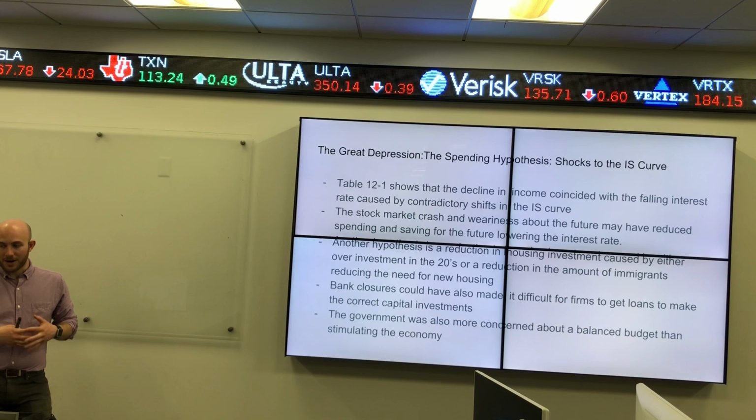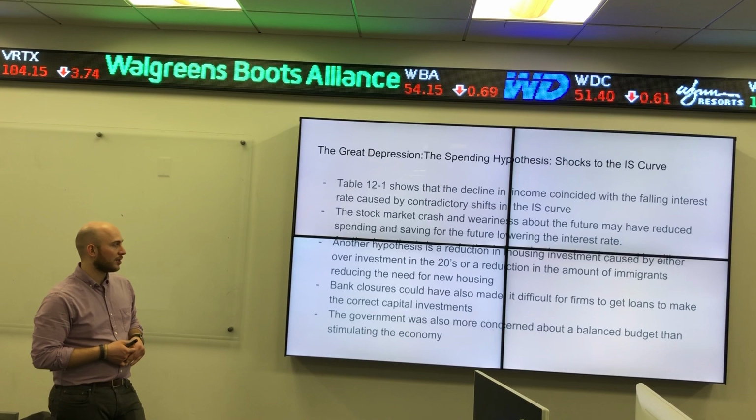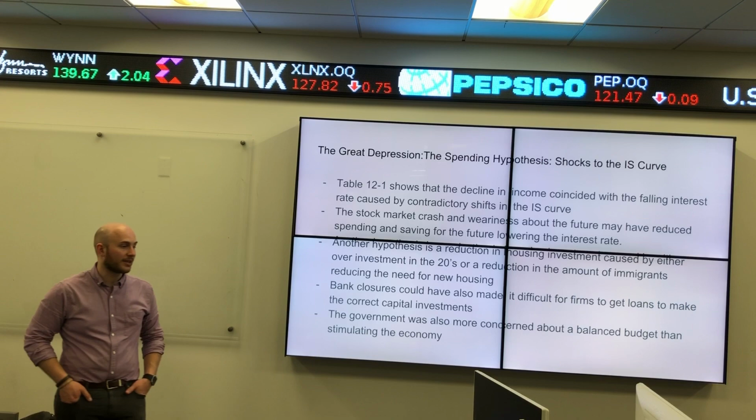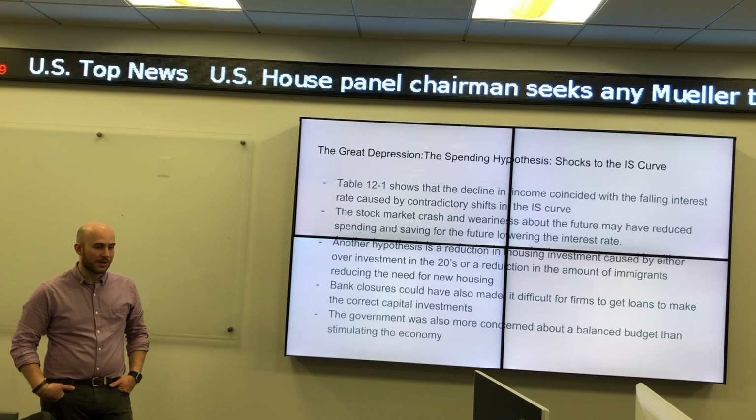Another hypothesis is that a reduction in housing investment caused by either overinvestment in the 1920s or a reduction in the amount of immigrants reducing the need for new housing. So what caused the Great Depression, really? That's the question. Bank closures could have also made it difficult for firms to get loans to make the correct capital investment. So why was it so bad? Well, companies couldn't get money. And the government was also more concerned about a balanced budget than stimulating the economy.